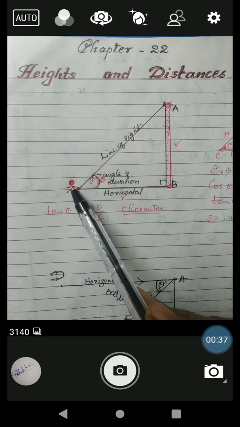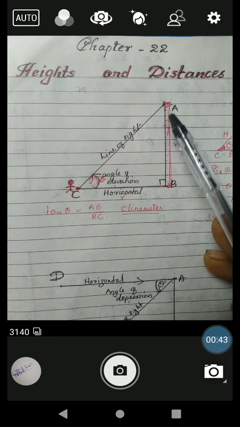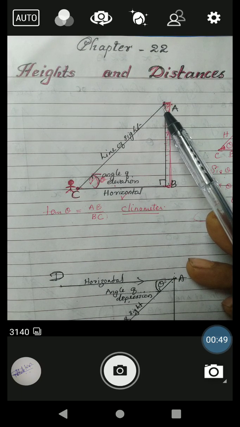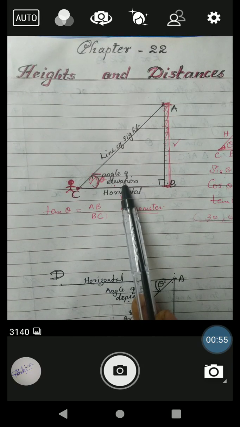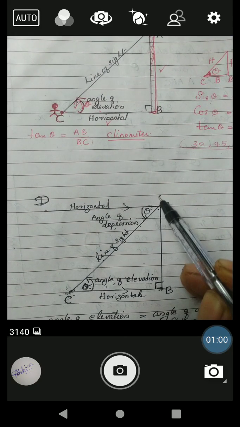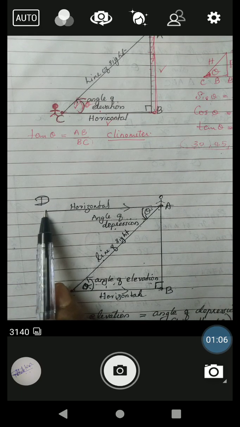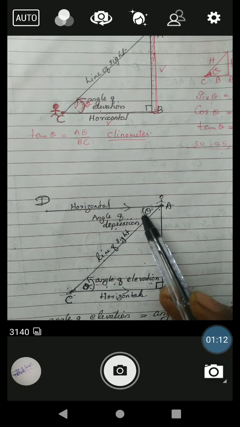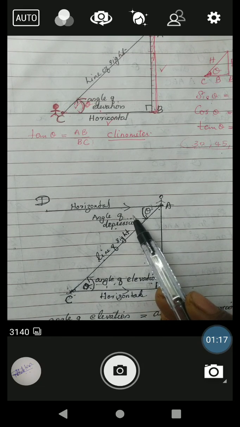A man is standing here and this is a tower and he is looking at the top of the tower. This is the line of sight, and the angle formed between line of sight and horizontal distance is called angle of elevation. In another figure, suppose a man is standing on the top of a tower and looking down. At this stage, we can draw a horizontal line here, and the same line is line of sight, and an angle is formed in between horizontal line and line of sight. That is called the angle of depression.